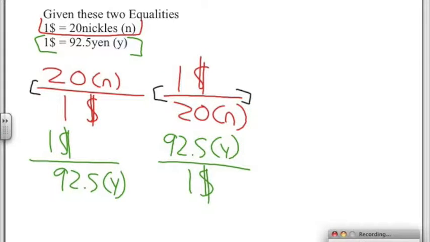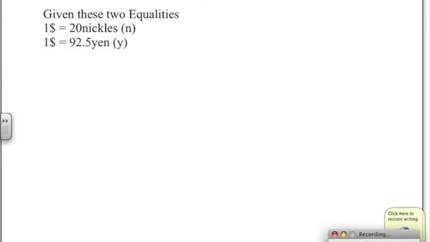All right, class, let's continue on. So here's what's totally cool about conversion factors. Oh, we got a question. Let's find out how much a house would cost in yen using our conversion factors.